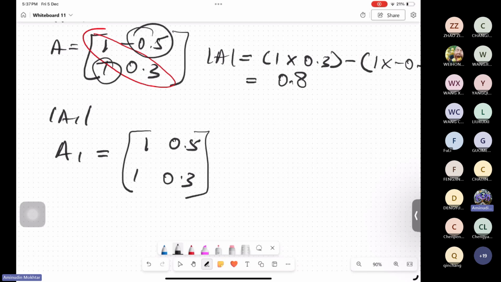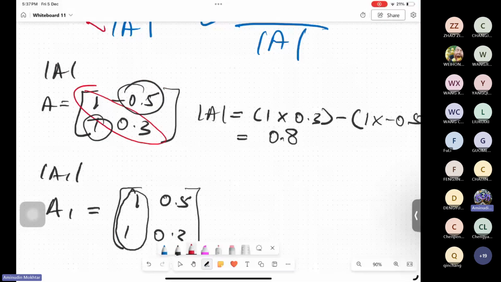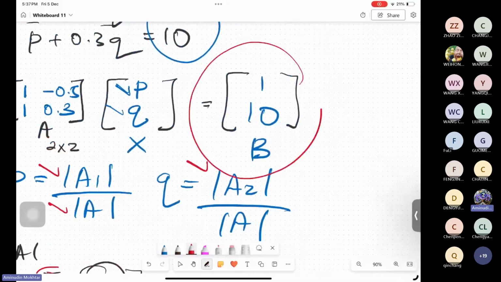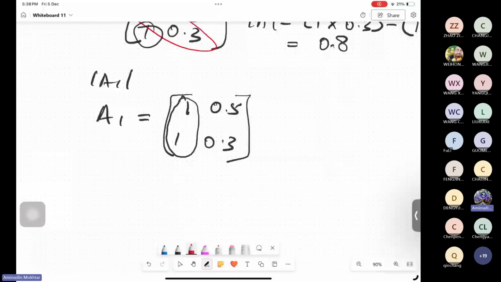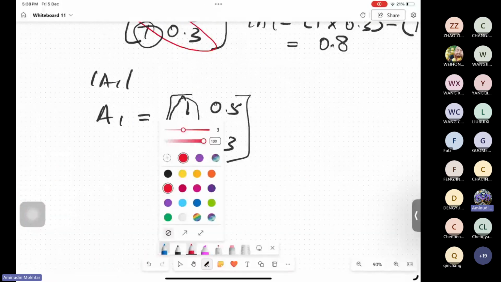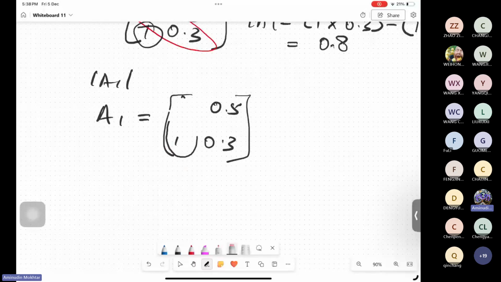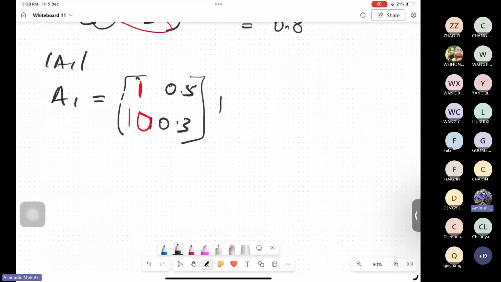to generate matrix A1, we need to replace the first column of A with matrix B. What is B? This matrix B: 1 and 10. Now I need to replace the first column with 1 and 10. That is matrix A1. So from this matrix A1, of course, we can find the determinant of A1.